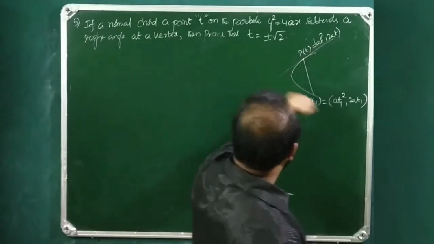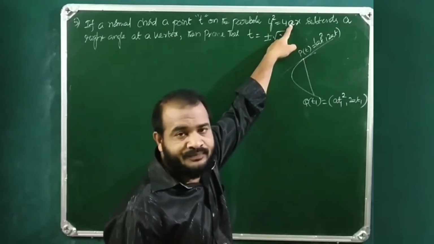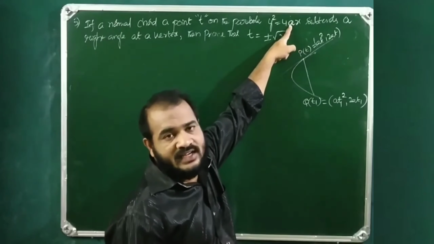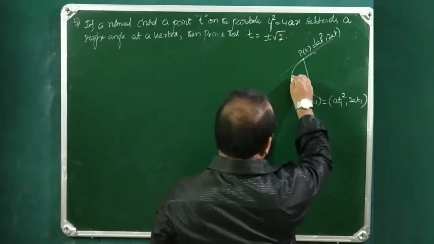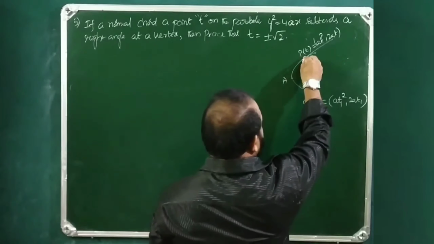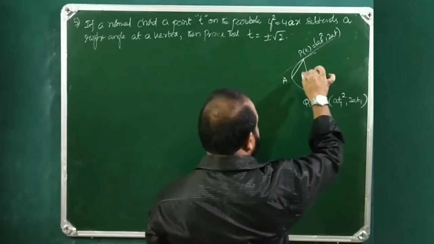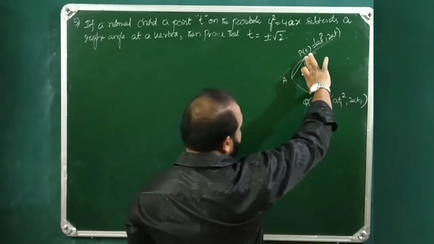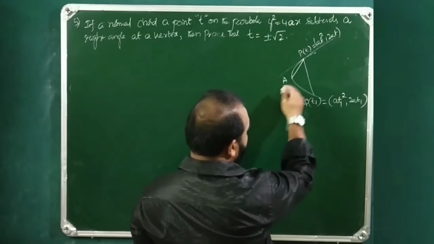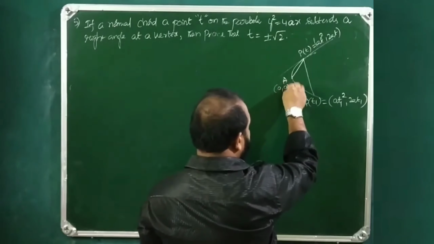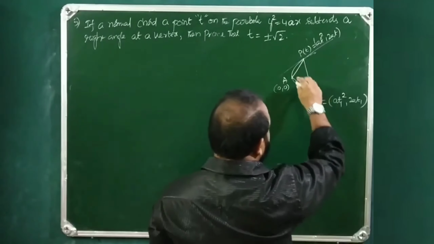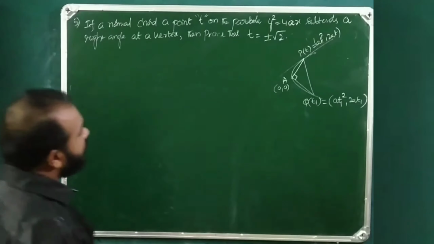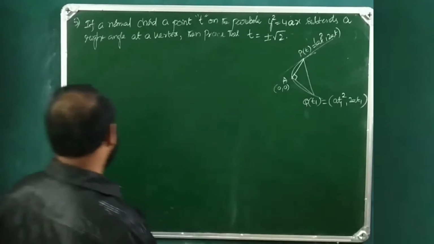So, for the parabola y square equals 4x, what is the vertex? 0, 0, the standard form of the parabola whose vertex is at the origin. So this chord makes an angle of 90 degrees at the vertex of the parabola. What is the vertex? 0, 0. So this is given, this is 90 degrees. Then we need to prove that t is equal to plus or minus root 2.